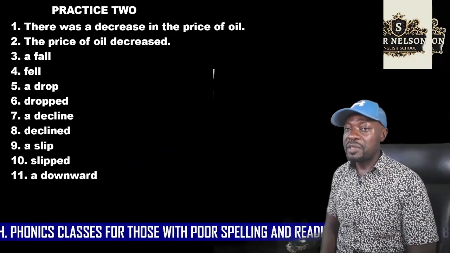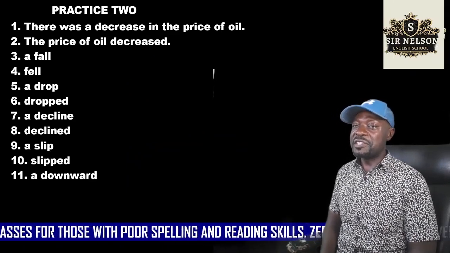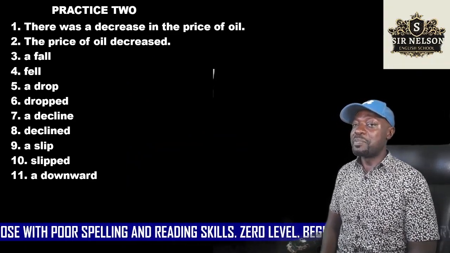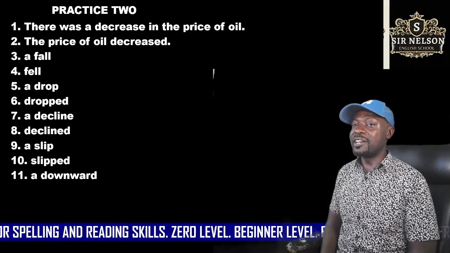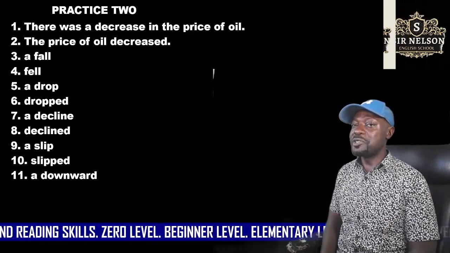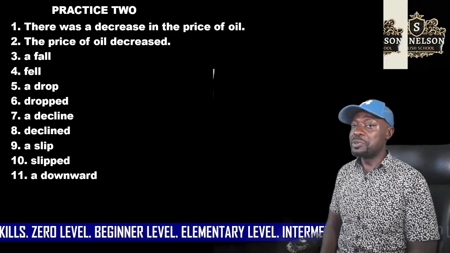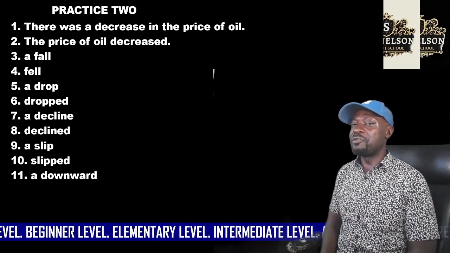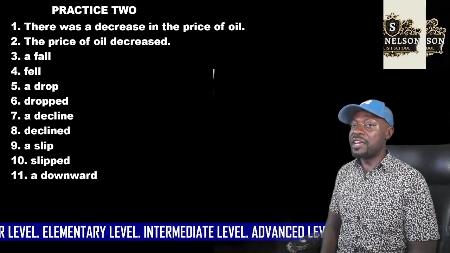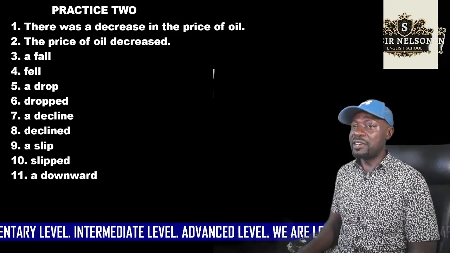Practice 2. There was a decrease in the price of oil. The price of oil decreased. Number 1 is using a noun. Number 2 is using a verb. Follow the example and you try number 3 up to 11.